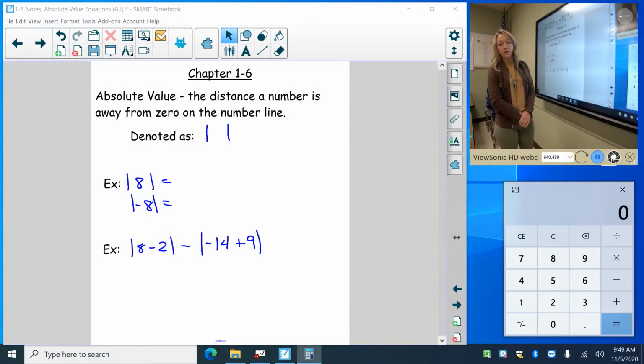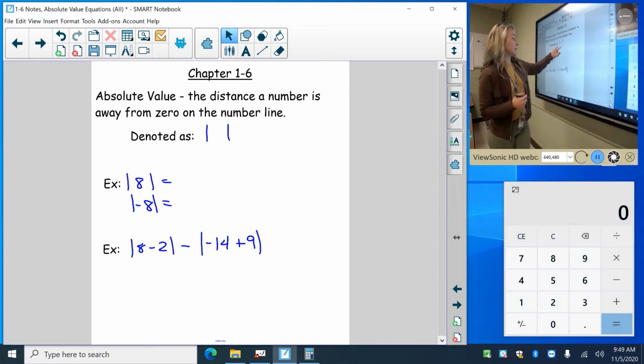Okay, the next section we're going to talk about is Chapter 1, Section 6, Absolute Values. Most of you should be familiar with the concept of an absolute value, but I'm just going to review it. Absolute value measures distance, the distance a number is away from zero on the number line. And the way we notice when we're using absolute value is we use these straight lines.